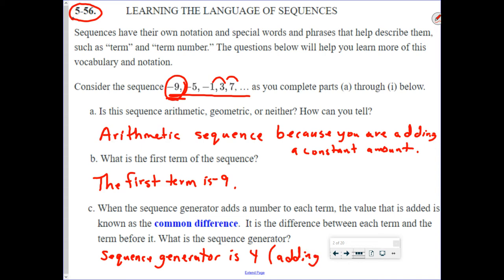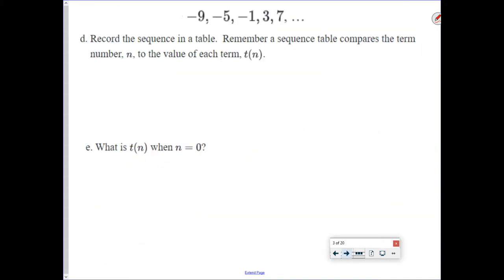Because sometimes we're going to be subtracting numbers, okay? Okay, so again, hopefully everything feels pretty comfortable now, okay? D, record the sequence in a table.